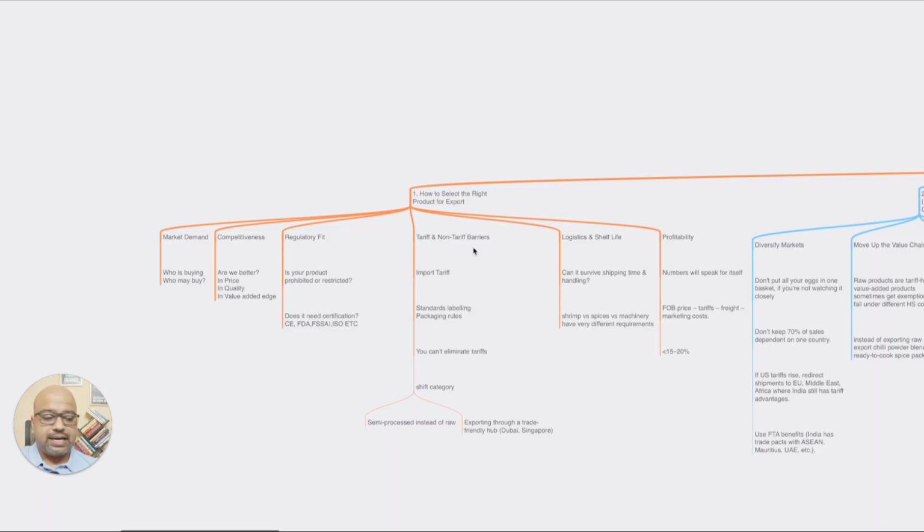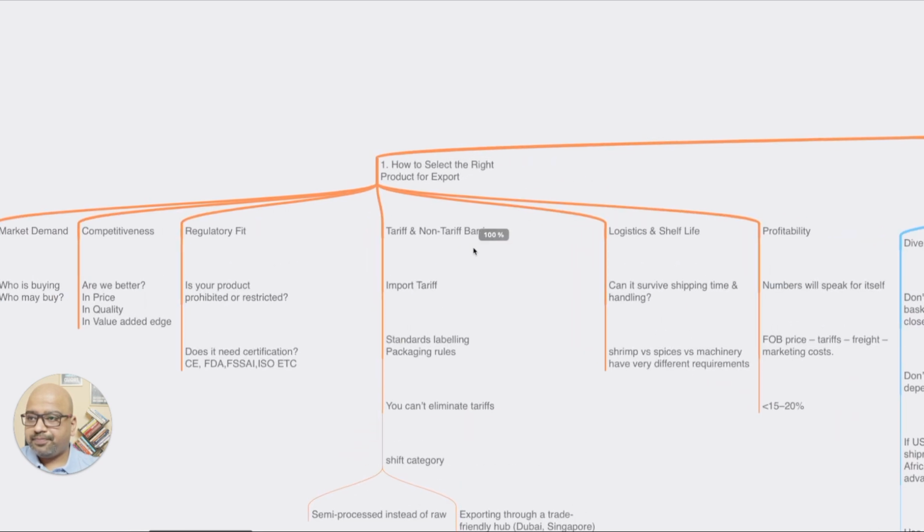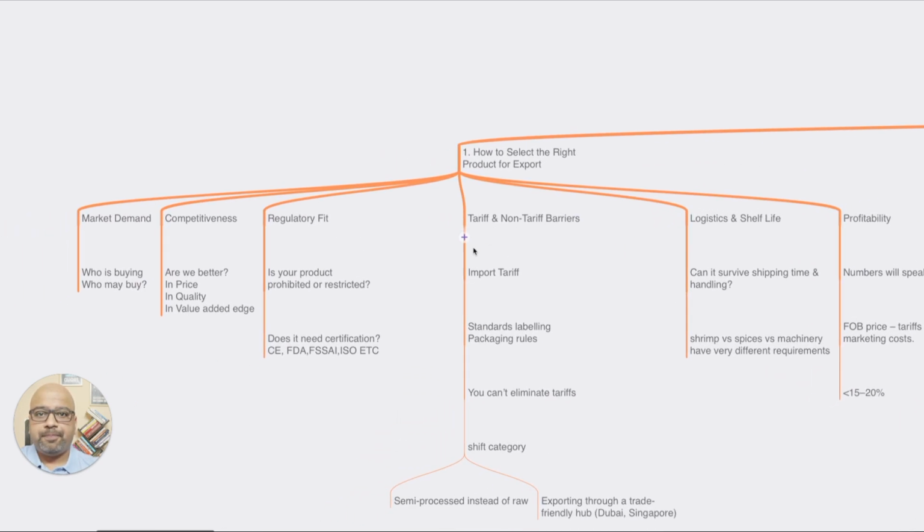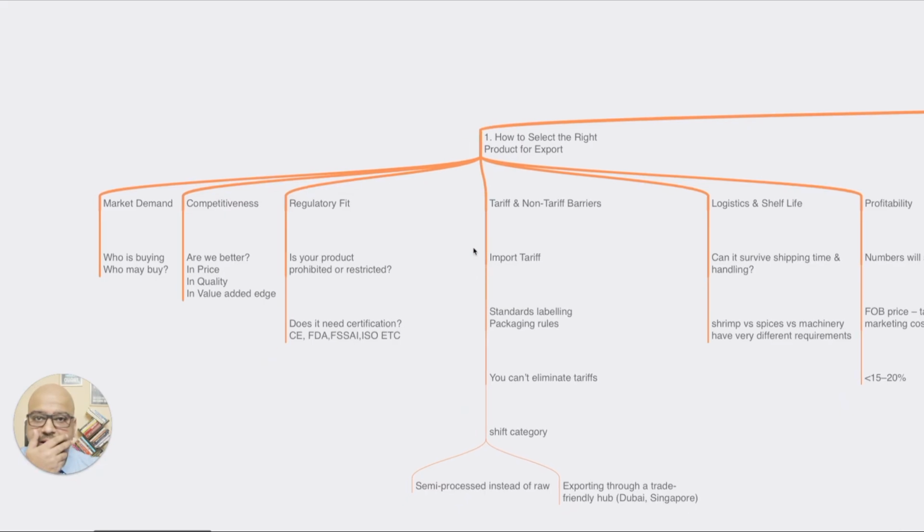So let's get started. The first thing we are going to see here is the step-by-step process of how to select the right product for export purpose. When it comes to an export business, the first thing you need to look at as an exporter is the demand. If there are people to buy your product, whether it is a push business or a pull business, you'll still be okay.